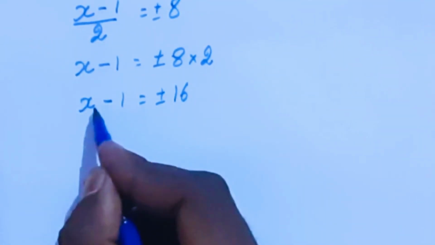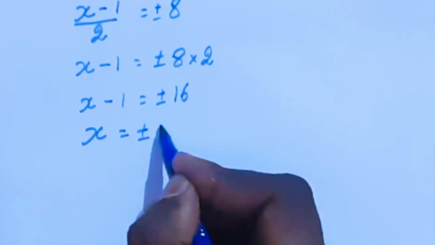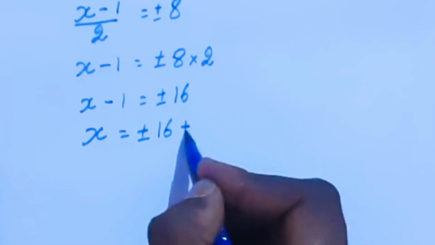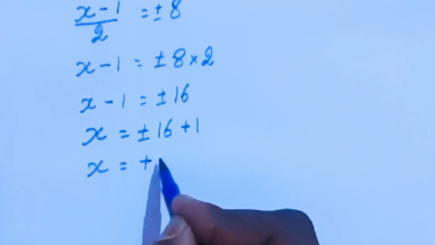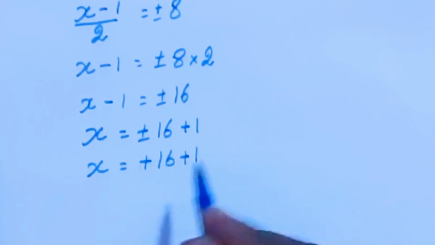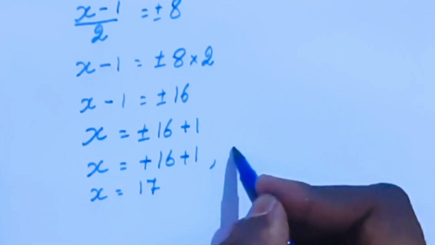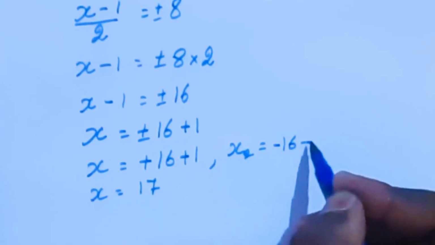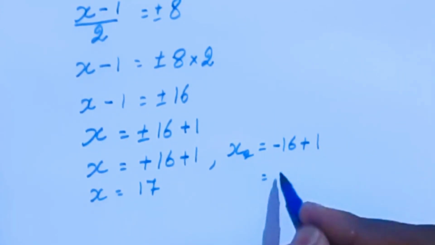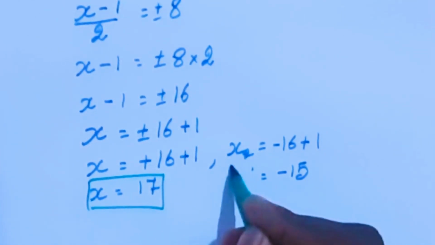Now we are moving this minus 1 to the right hand side. So x equals plus or minus 16 plus 1. Now x1 equals 16 plus 1, x equals 17, and x2 equals minus 16 plus 1, which is minus 15. These are the two possible solutions in the first method.